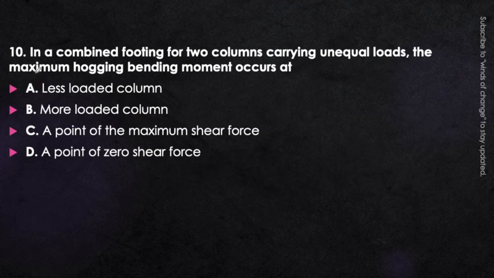Next question. In a combined footing for two columns carrying unequal loads, the maximum hogging bending moment occurs at the less loaded column, more loaded column, a point of the maximum shear force, or a point of the zero shear force. This is a very easy question. Where can we see maximum bending moment? Just think about it. It will be the point at which the shear force value is 0. We all know it. It is very easy to answer.